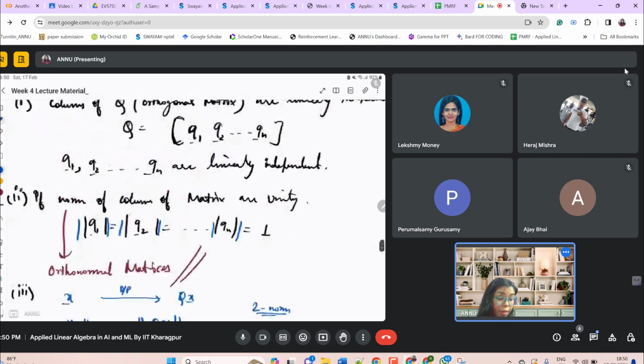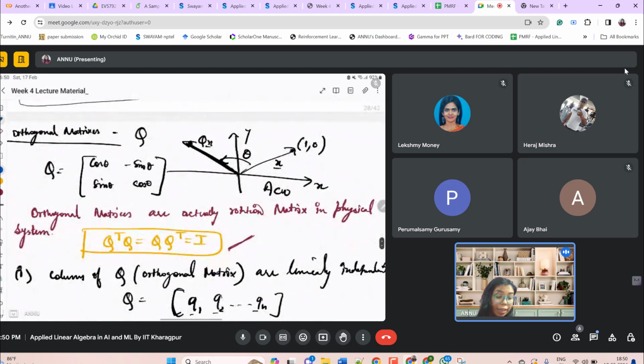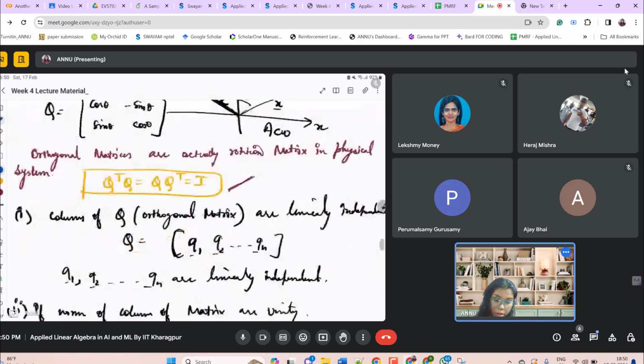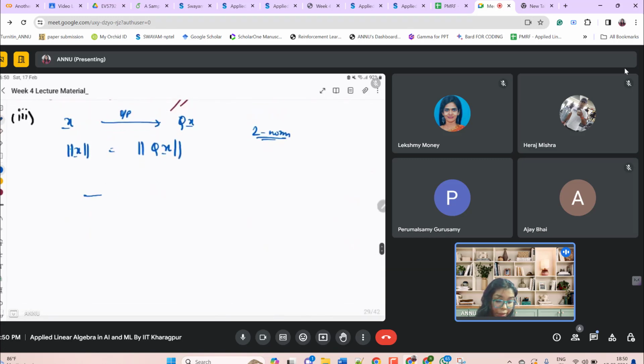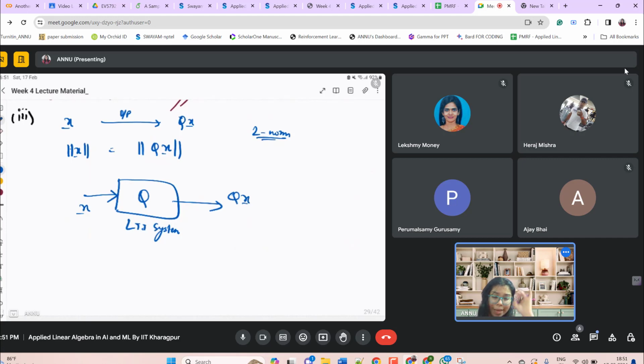So what you're trying to do? Here you can see from this figure, we are trying to rotate this vector to a different vector by a rotation matrix, rotation angle theta, and the norm, meaning the magnitude of the vector after rotation and before rotation, is same. So this particular matrix can also be written as Q. This is a LTI system. This is X vector and this is QX vector. So norm doesn't change before and after. This is a basic and very good property of orthogonal matrix.